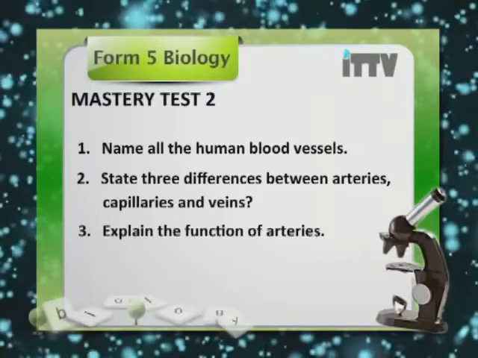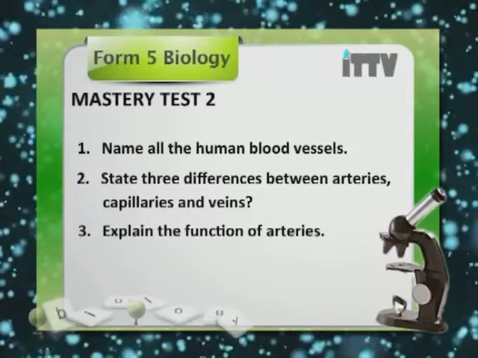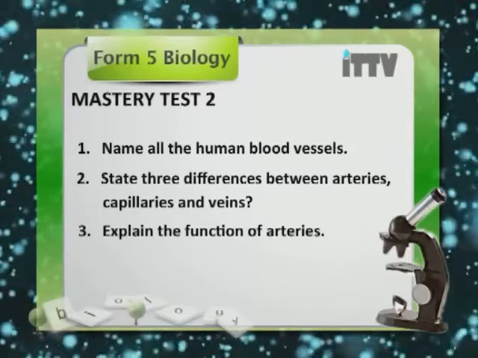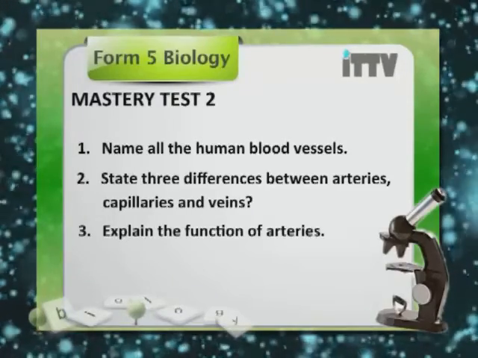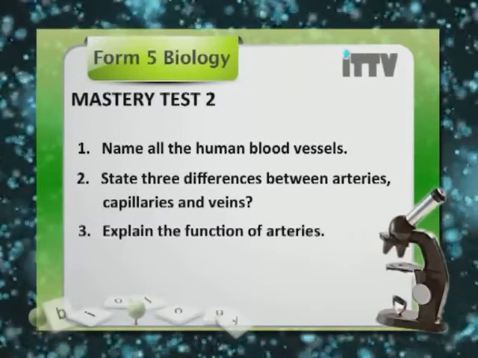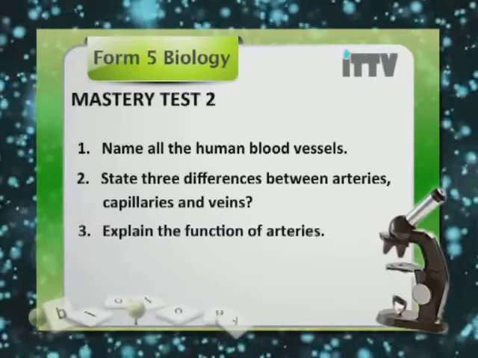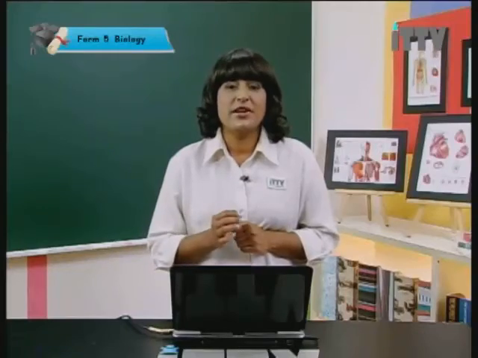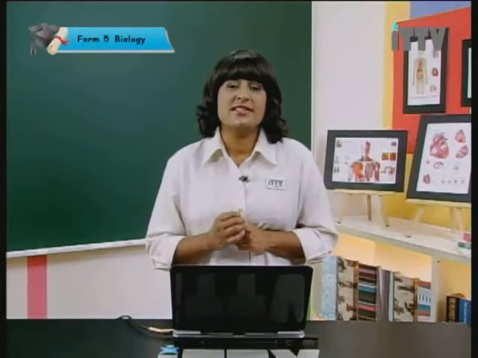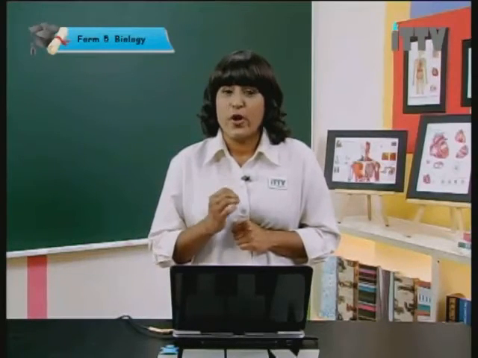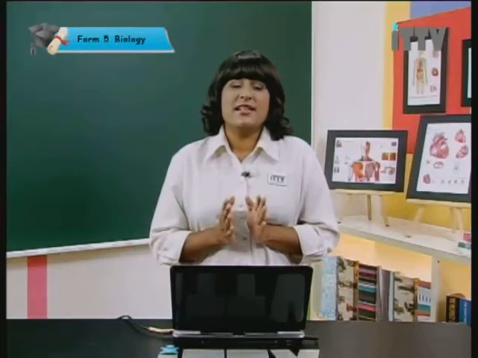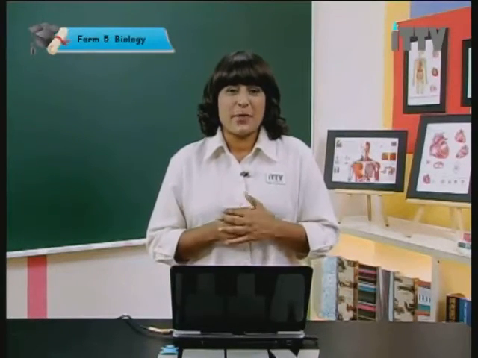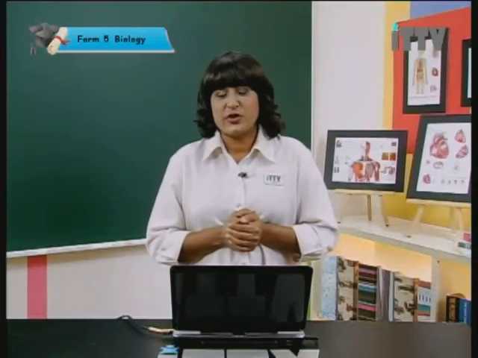And for the final question, explain the function of arteries. Yes, arteries play a major role in transporting oxygenated blood from the heart to all parts of the body. The pulmonary artery returns the deoxygenated blood from the heart to the lungs. So dear students, I hope that summarizes all that we have learned for today.